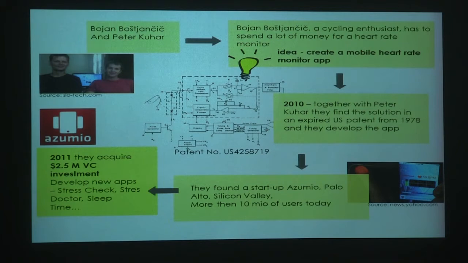He connected with the other guy, who is a technical type. And they were searching through patent databases. They actually found an expired US patent, which had the mechanism very nicely described, and it is free to use because it's expired. They didn't have to develop a lot; they just needed to transfer it to the environment of mobile apps.